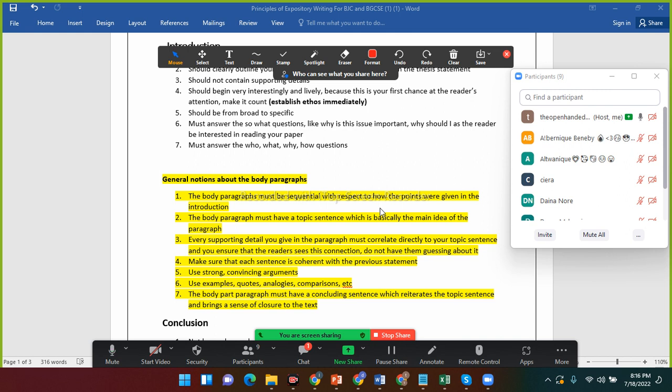So every detail you give in your body paragraph must correlate to your topic sentence. All right, number 4.